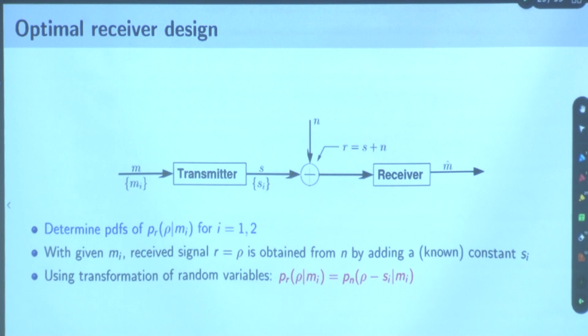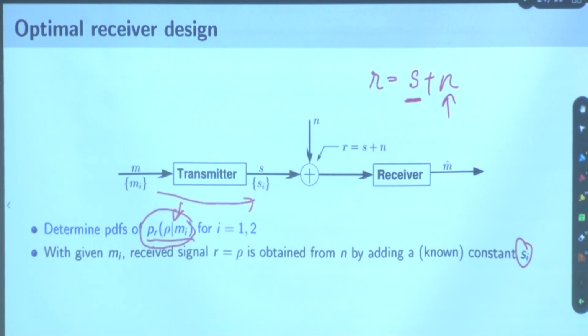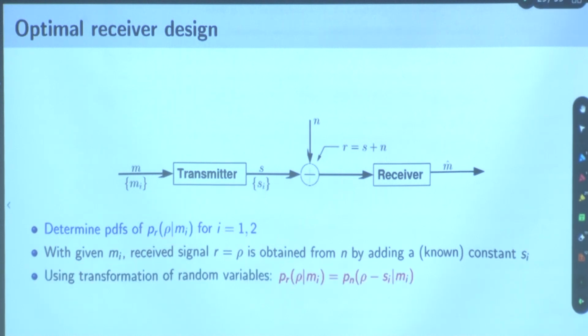So what are we saying here? Now if this is the case, what will be the PDF of R? How are we generating R? It is being generated by adding a constant S of i. So what will be the PDF of R? This is a simple transformation of a random variable: if you add a constant to another random variable, what happens? The PDF actually shifts. And how much does it shift? It shifts by the known constant.